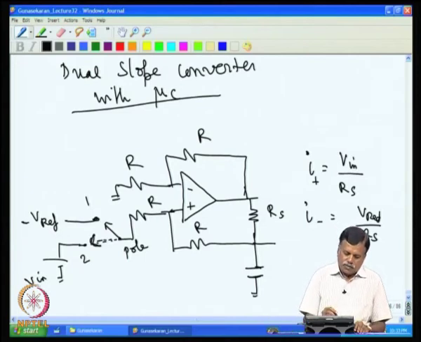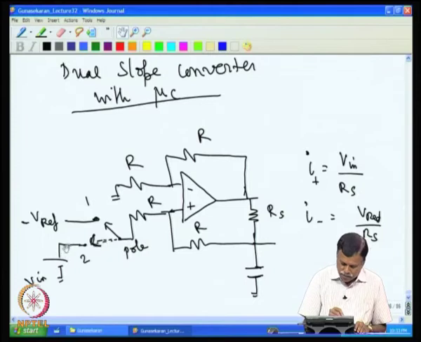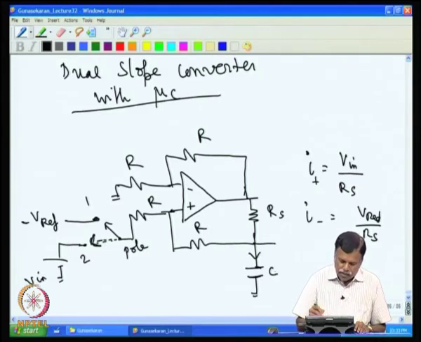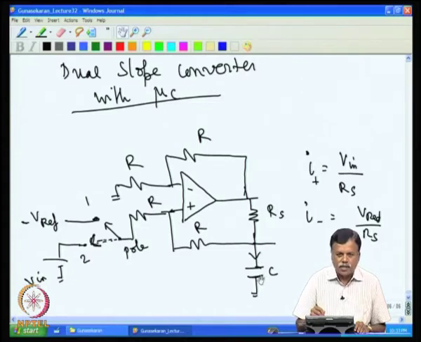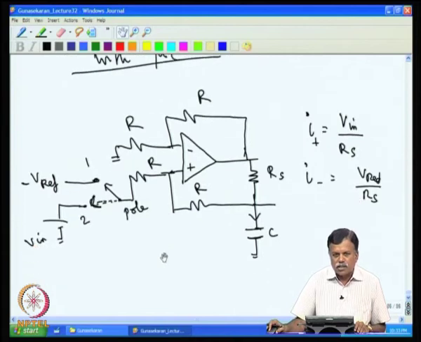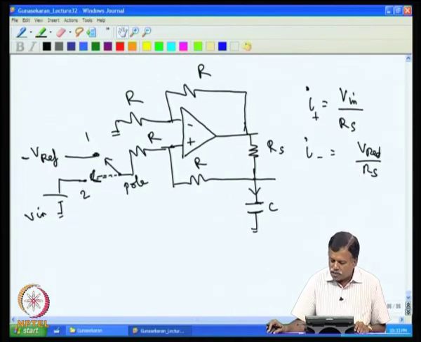So, when it is connected to V input, it is plus. Current is flowing like this and charging the capacitor C, and if I switch over to V reference, then the current is reversed and the capacitor is getting discharged. So, it is similar to the dual slope converter which we had discussed earlier.